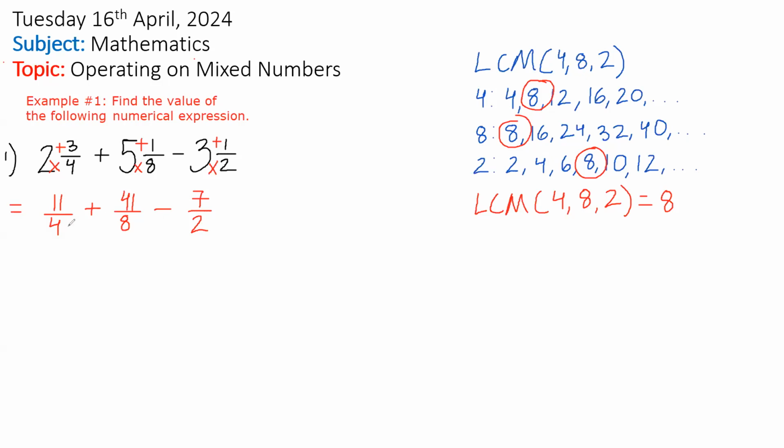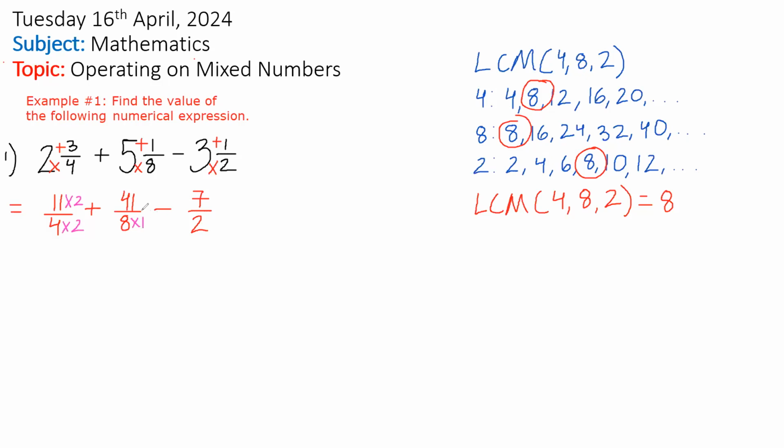So what times 4 gives us 8? 2. Very good. So whatever we do to the bottom, we must do to the top. So we have 4 times 2, so it's going to be 11 times 2. The same thing applies to 8. It's already 8, so what times 8 gives me 8? 1. So it's going to be 8 times 1.